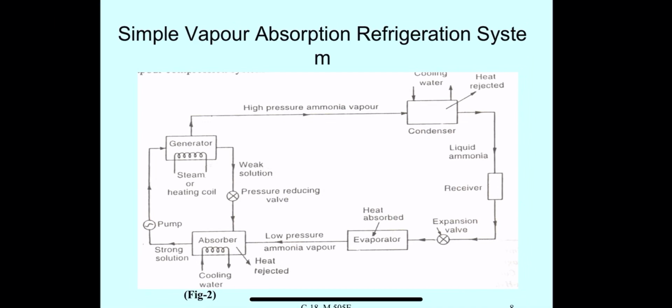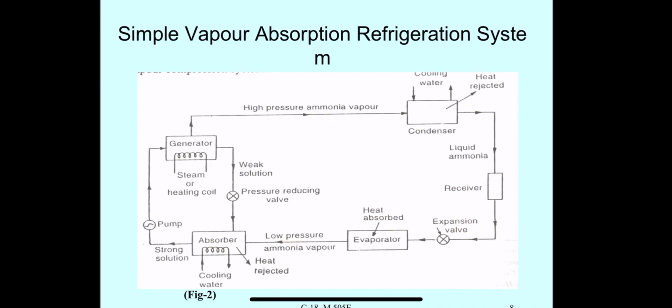In this vapor absorption refrigeration system, first the pump pumps the solution to the generator, and the generator sends the high pressure ammonia vapor to the condenser. Here cooling water is supplied inside the condenser to cool the refrigerant in the condenser.